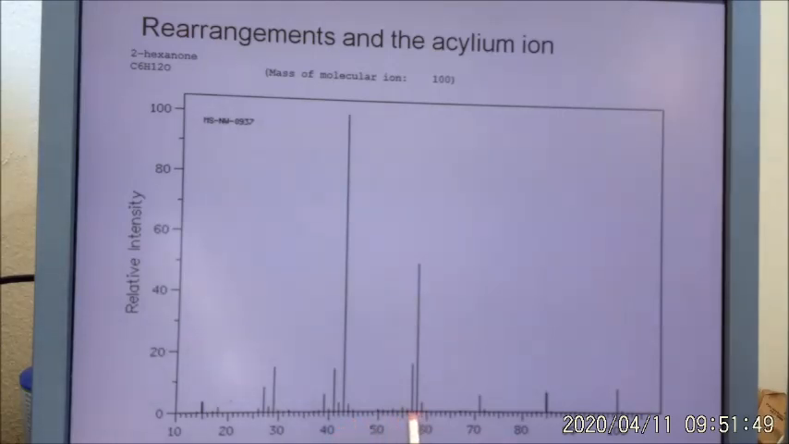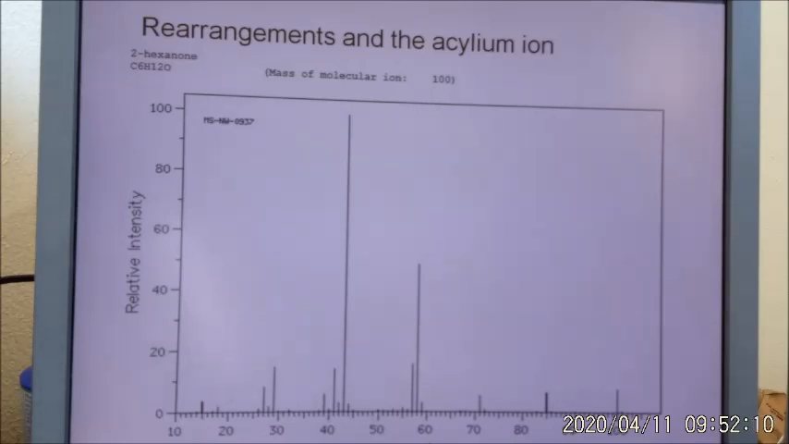So we would see 57. That would be if I cleaved, had my carbonyl as a radical, and I have a carbocation. But what's 58? That's an even number, so let's take a look. We can actually do a McLafferty. If you do a McLafferty, 1, 2, 3, what are you going to lose?